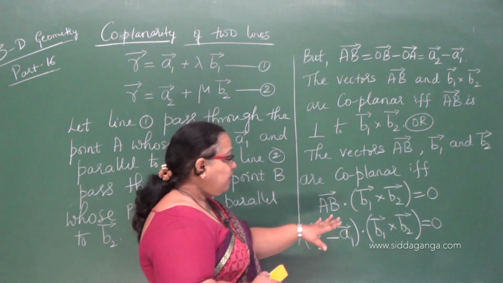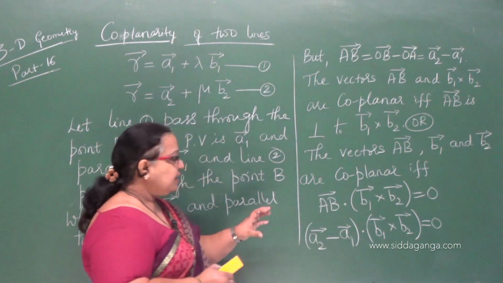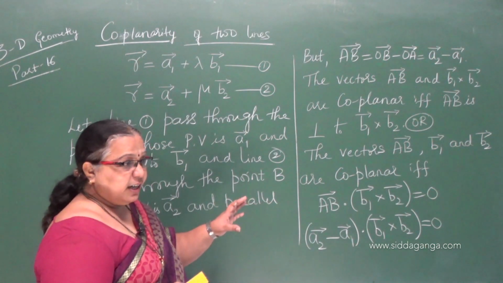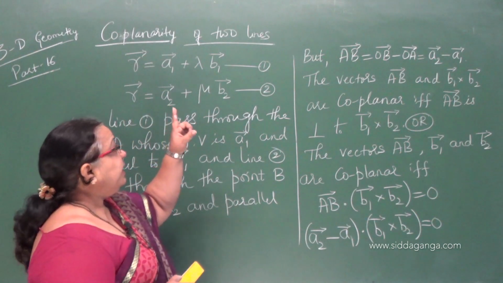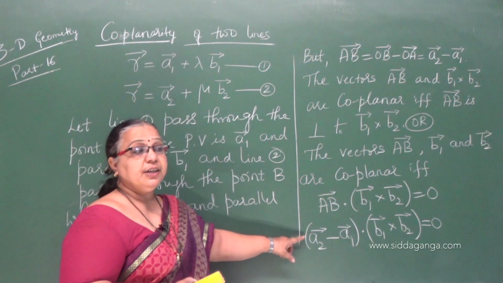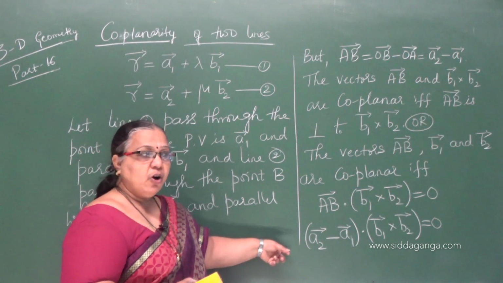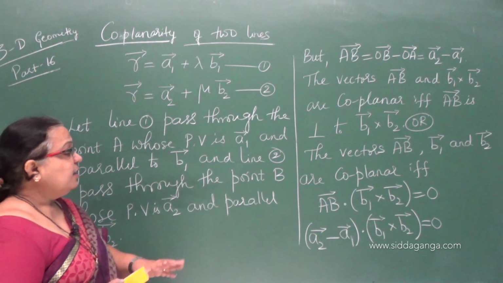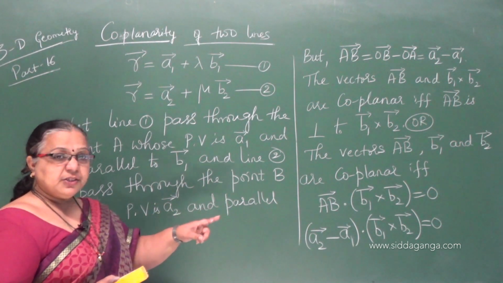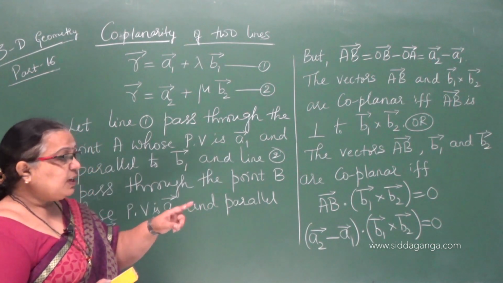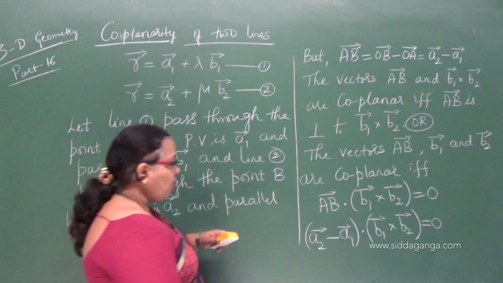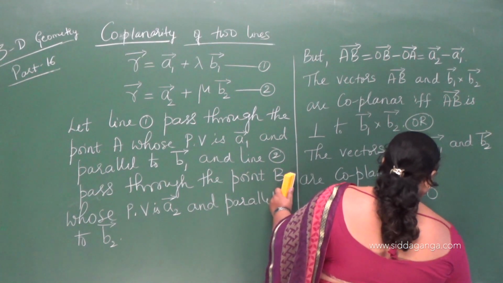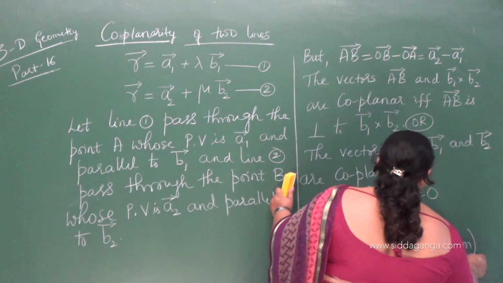Now since all of these are vectors, this condition is called the vector form of the condition for the coplanarity of two lines. Now coplanarity of two lines is done. So now we have to express this condition in terms of the Cartesian form. So this is called the vector form, the condition in vector form.